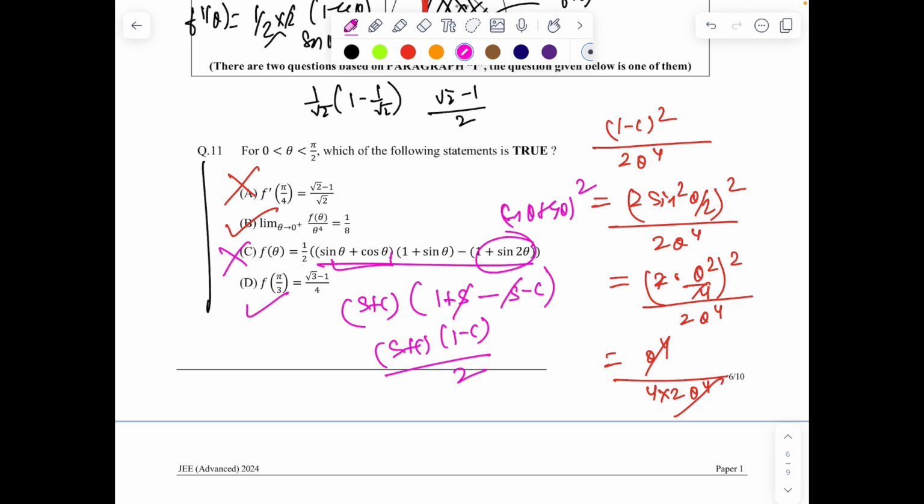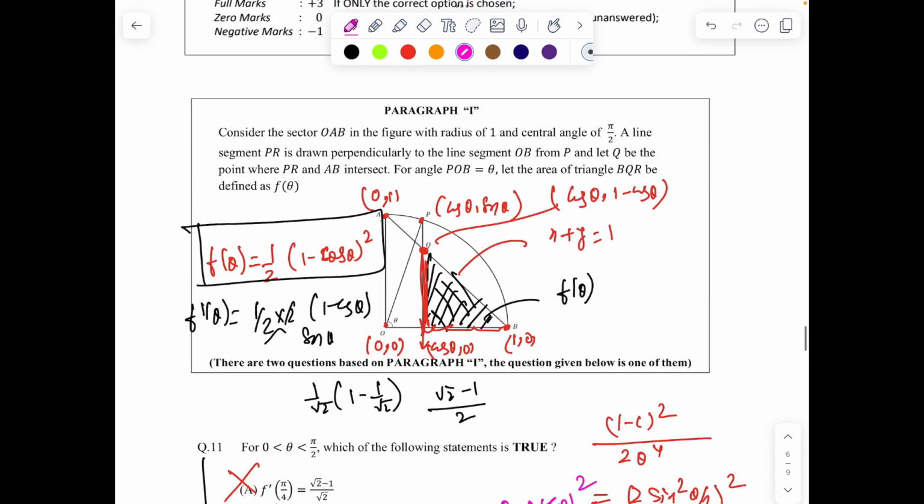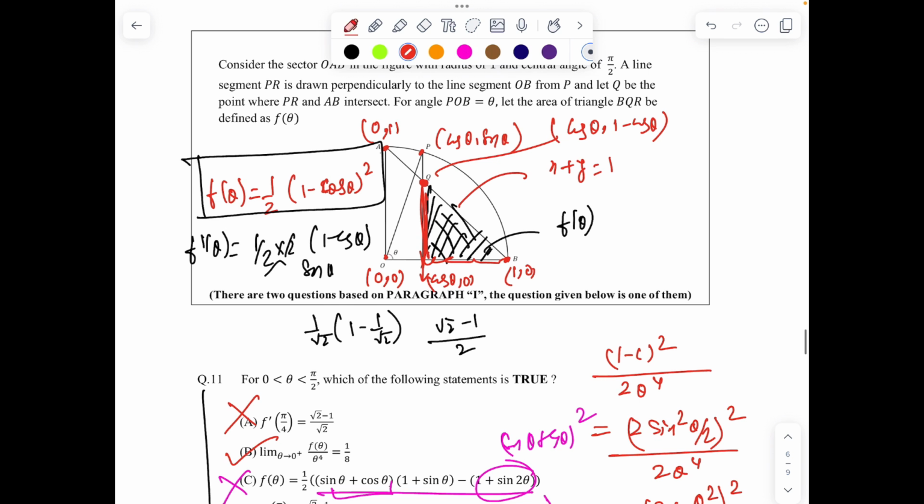Now then f of 5 by 3, you can check. Okay, so this first part 11th was easy and you will get full marks over here. So here, +3.